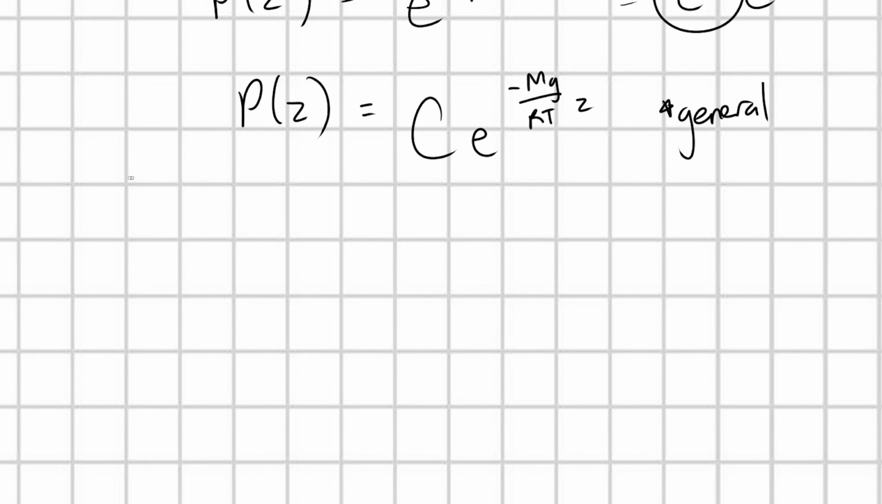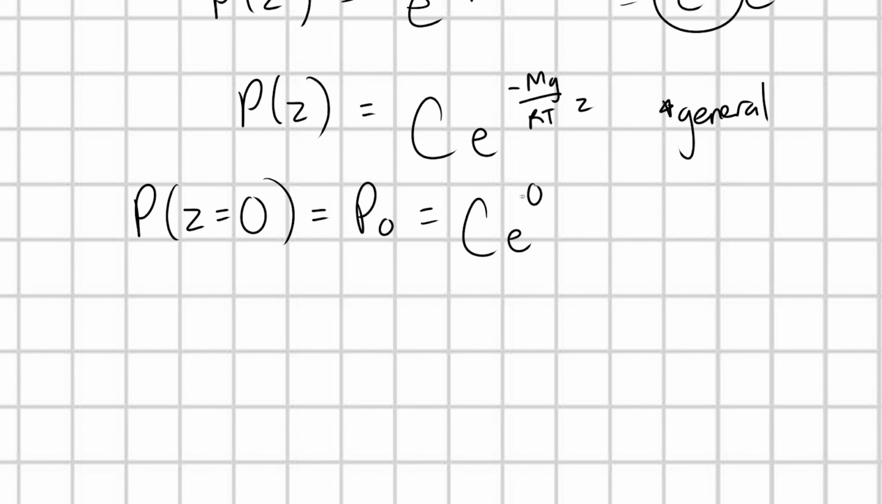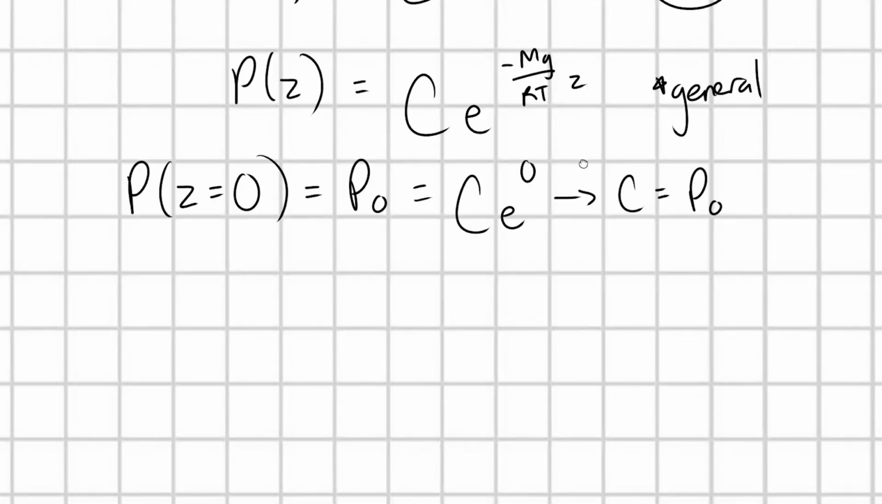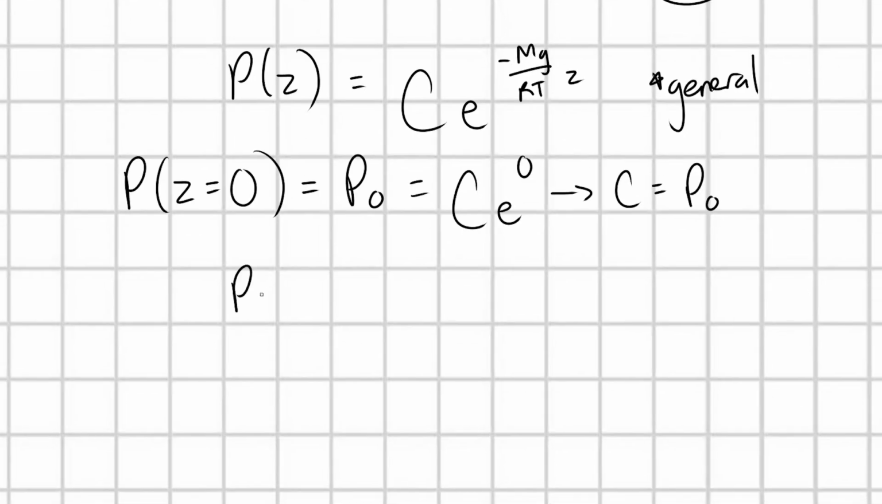So let's go ahead and plug that in. My pressure at a height z equal to 0 is equal to P naught, right? So let's plug in z equal to 0 into this equation. Then we have c times e raised to 0. And e to the 0, that's just 1. So we're left with c is equal to P naught. Awesome. So now that I've done this, I have a particular solution to my differential equation.